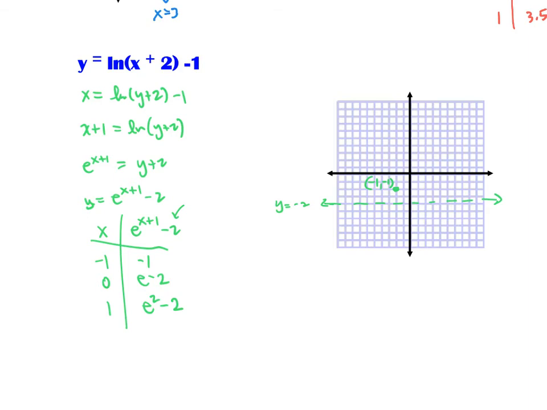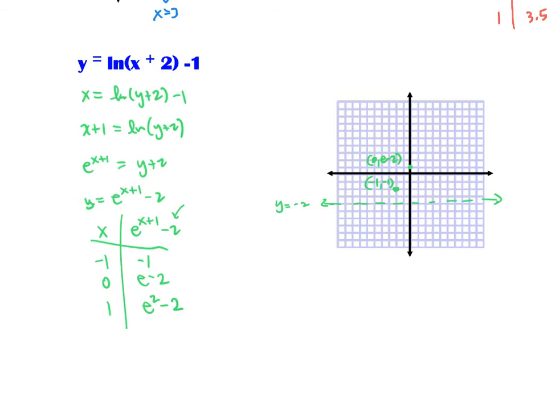Where would 0, e minus 2 be? All right, so e is a little bit less than 3, a little bit more than 2, so that'd be like between 0 and 1 if I took e minus 2. So 0 comma e minus 2 would be right in this area.